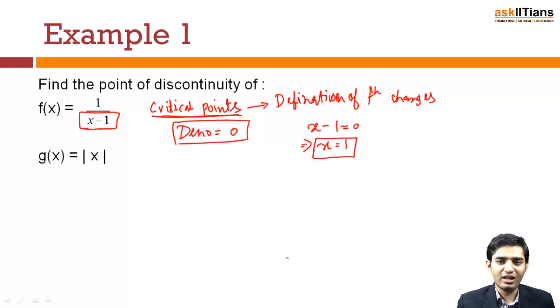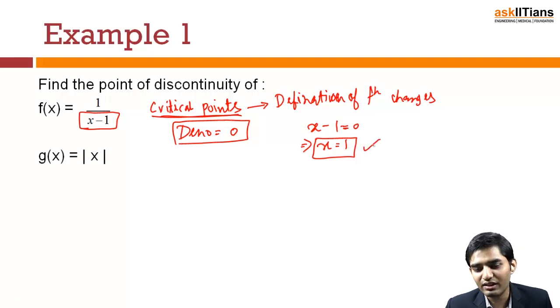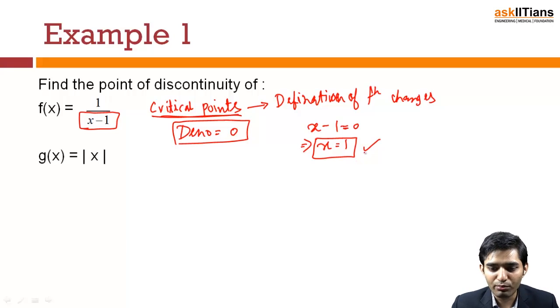Now I will have to check. Directly I cannot say that this function will be discontinuous at x equal to 1. First step is to find the critical point, and then check at the critical point whether the function is continuous or discontinuous. Directly don't comment that functions will be discontinuous at all the critical points. This is not true. So our critical point is x equal to 1.